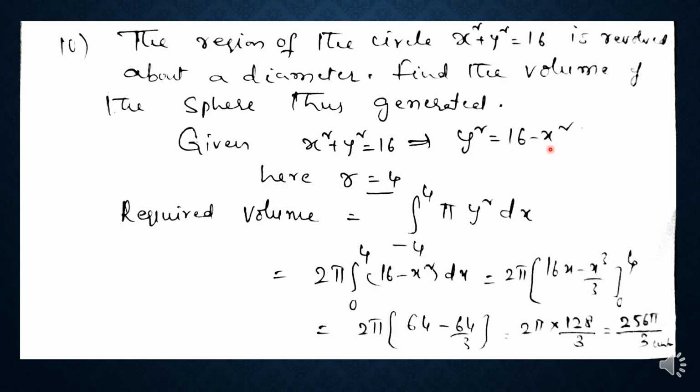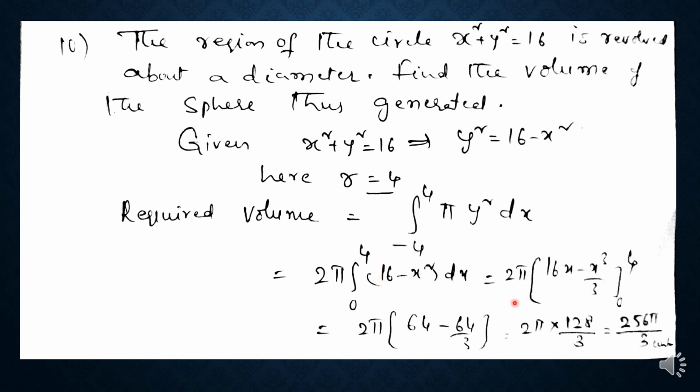Even function means if we put x is equal to minus x, we get the same function, that is 16 minus minus x whole square, that becomes 16 minus x square only. So the given function y square is an even function. So these limits minus 4 to 4 pi y square dx can be written as 2 into integral 0 to 4, that is 2 pi into integral 0 to 4 of 16 minus x square dx.